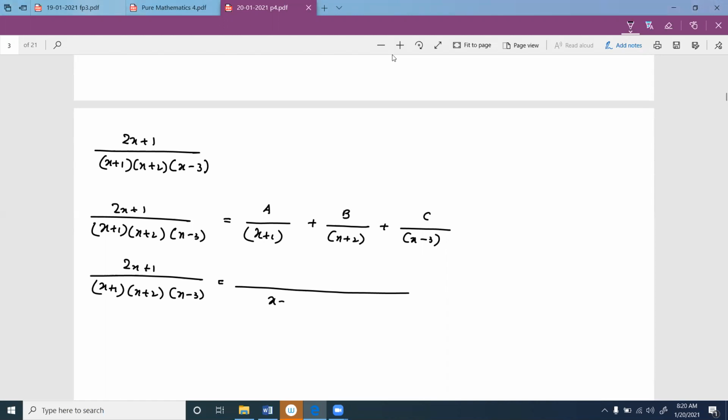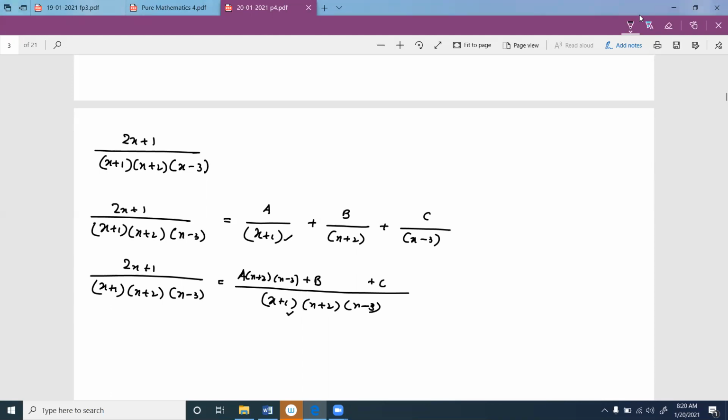Then if I take x plus 1, x plus 2 and x minus 3, what is the number to be multiplied with A? That is important. What is the number to be multiplied with B? That one is also important, plus B. And what is the number to be multiplied with C? Again, how to find the number to be multiplied with A? This is the denominator over here. Cover that one from here. If you cover that, what is the remaining term? It turns out to be x plus 2, x minus 3, right?